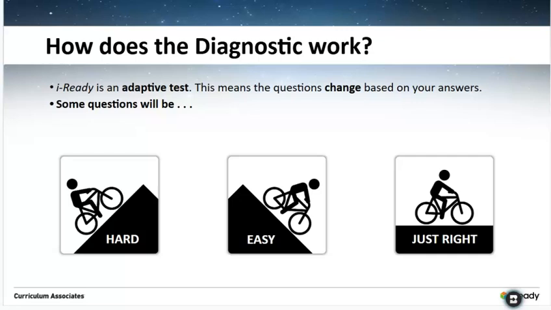How does this diagnostic even work, right? So it's an adaptive test. This means the questions change based on your answers. Some questions are going to be hard, some will be easy, and some are just right. And the reason it's adaptive is to help you find the just right questions, right? It'll find that pathway and it'll be able to hone in to see where exactly you fall on the spectrum of mathematics.